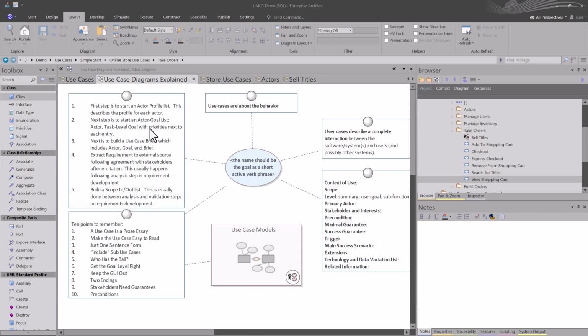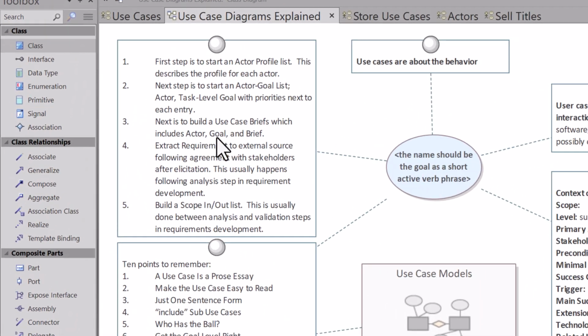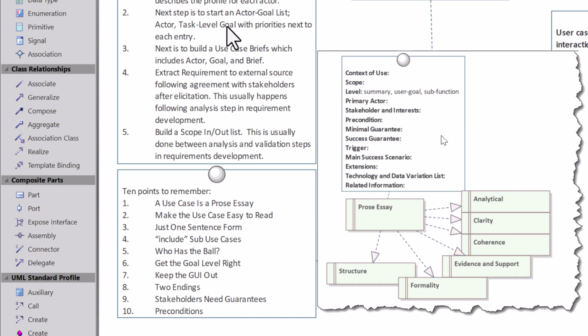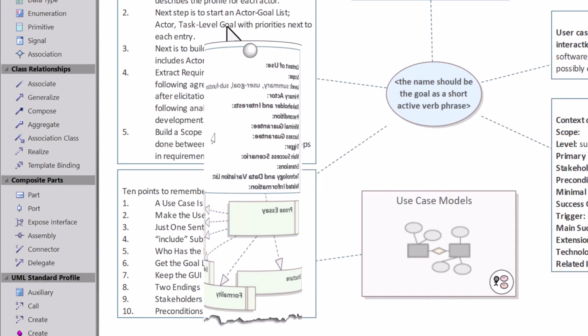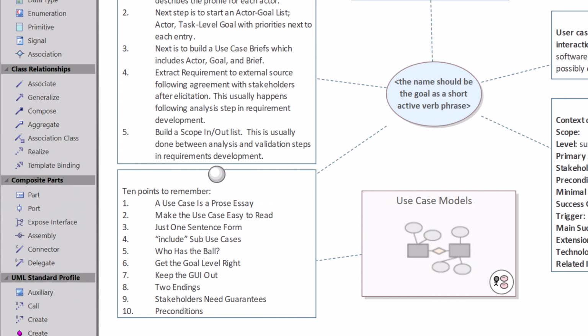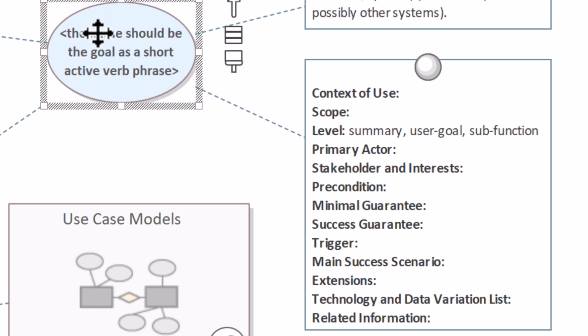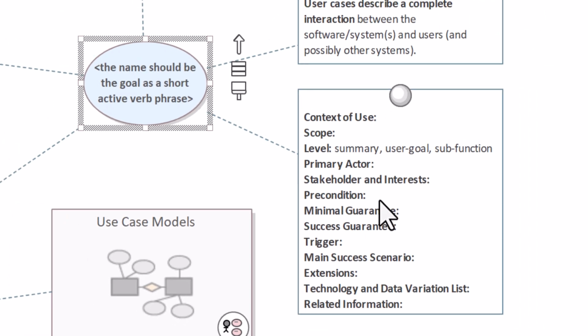All right, now that we've got our actor goal list set, the next thing we're going to do is build use case briefs, which include the actor, the goal, and of course a brief. Now down here in the 10 points to remember, the very first one is a use case is a prose essay. And a prose essay is a type of writing that presents an argument or discusses a particular topic in a straightforward, clear, and coherent manner. All right, so over on the right side here, this is the format that I use in each use case to accomplish just what I just said.